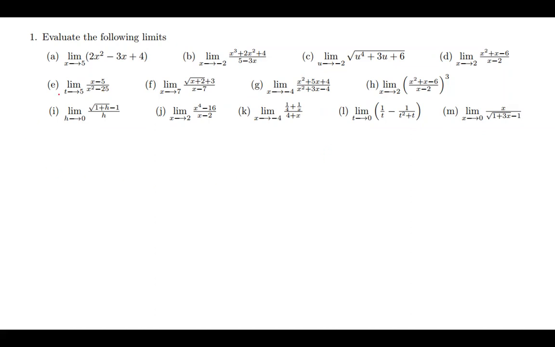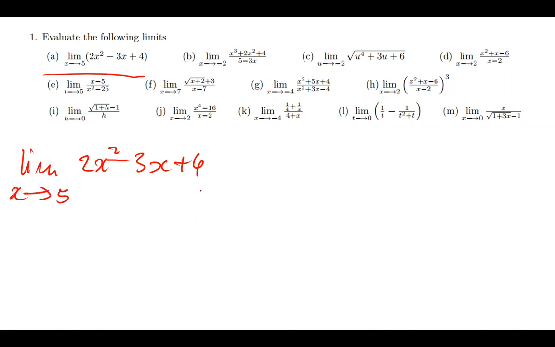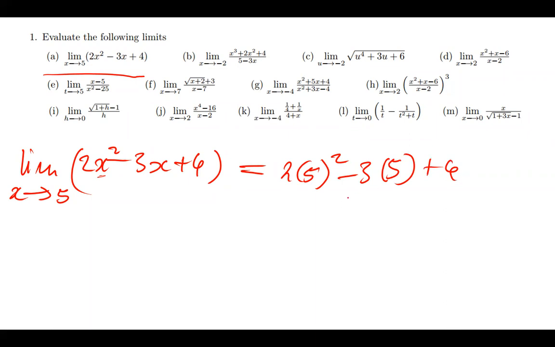Okay, so we have the first one there. They're saying find the limit of 2x squared minus 3x plus 4 when x approaches 5. So the limit of this is found by just replacing. Wherever there is x, we just put 5 there. So you have 2, then you have 5 there, squared, minus 3, then you have 5 there, plus 4 there.